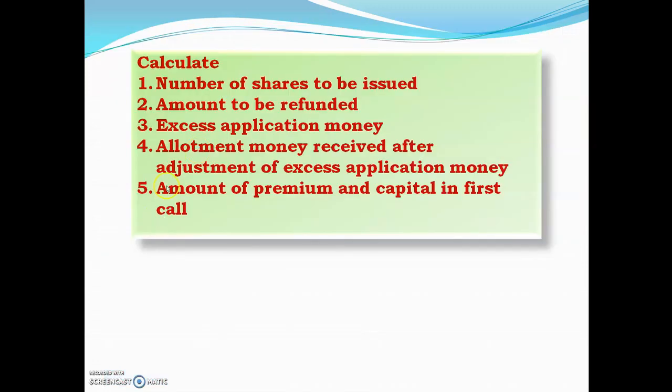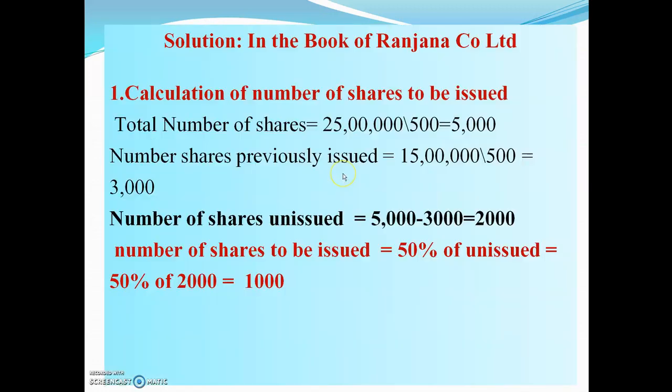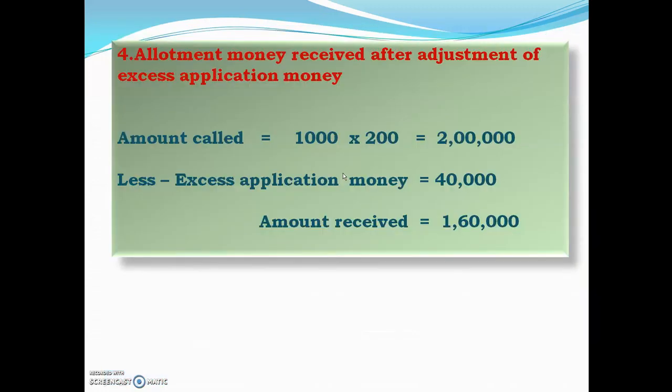So the fourth one is we have to calculate allotment money received after adjustment of excess application money. See the fourth working note. For that, the amount called is equal to 1000, this is the number of shares issued, multiplied with the allotment money per share, that is 200.